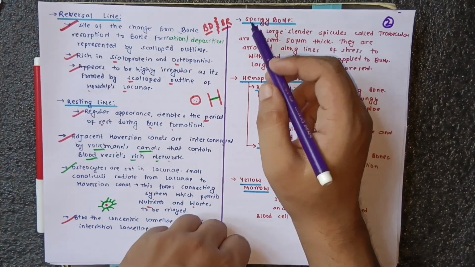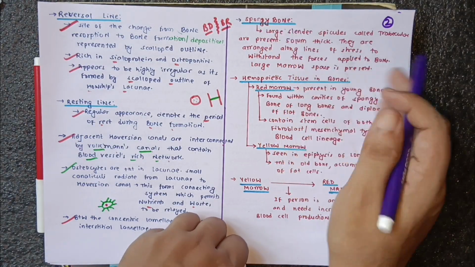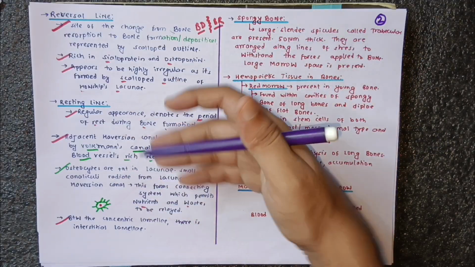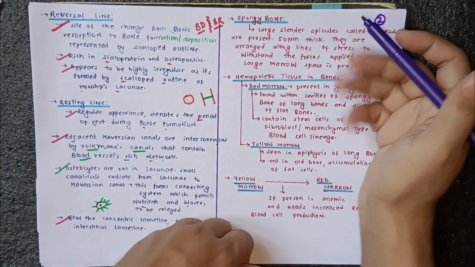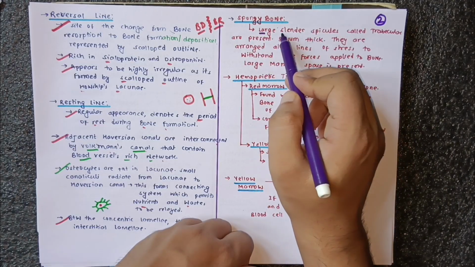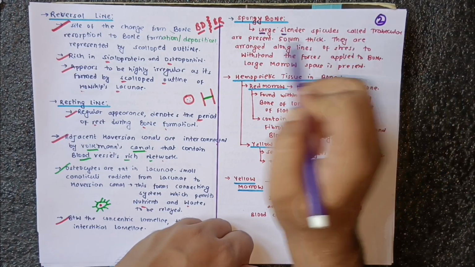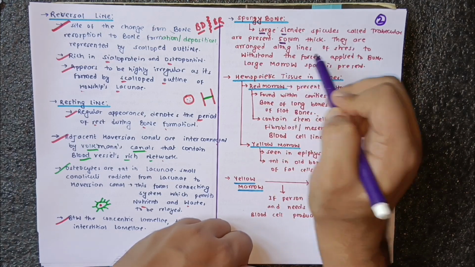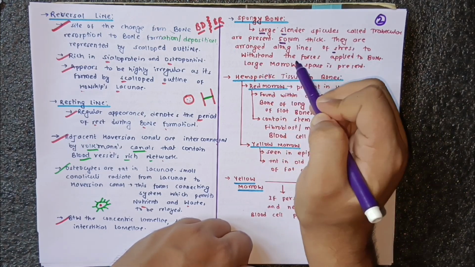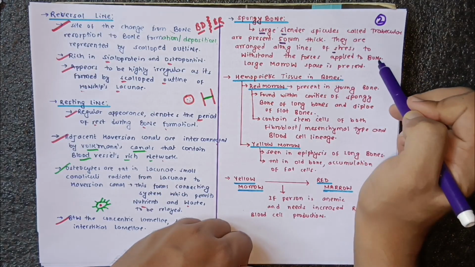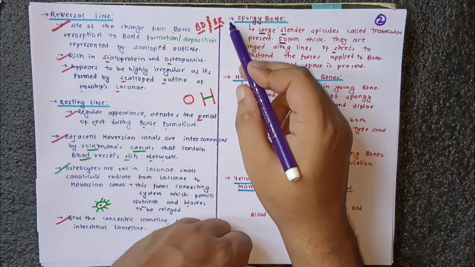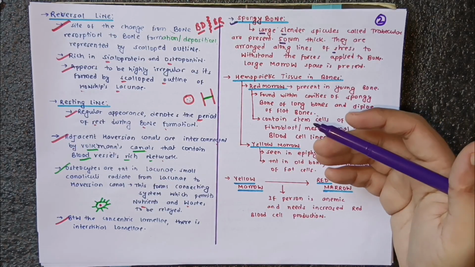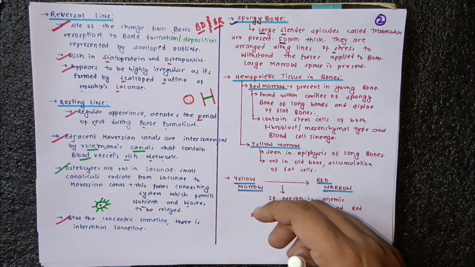Now we will discuss the spongy bone. The histology we have discussed so far is about the compact bone. In spongy bone, there are large cylindrical spicules called trabeculae, 50 micrometers thick, arranged along the lines of stress to withstand the forces applied to the bone. Large marrow spaces are present there. Spongy bone is present mostly at the epiphysis, and compact bone is present at the diaphysis of the long bone.